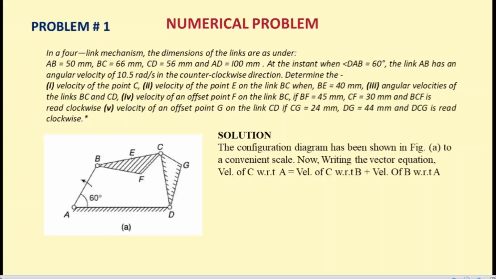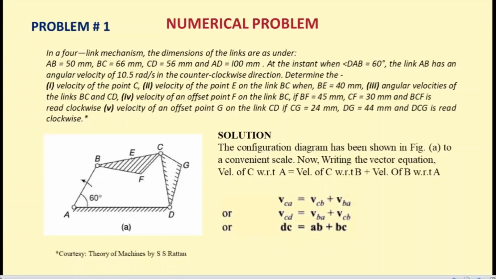Now this particular problem, which I have collected from the Theory of Machines book by S.S. Rattan, so courtesy goes to Theory of Machines by S.S. Rattan. So the solution method is as given. The configuration diagram is as shown in figure A, drawn to a convenient scale. Now writing the vector equation: velocity of C with respect to A is velocity of C with respect to B plus velocity of B with respect to A. Accordingly, the velocity equation is constructed.